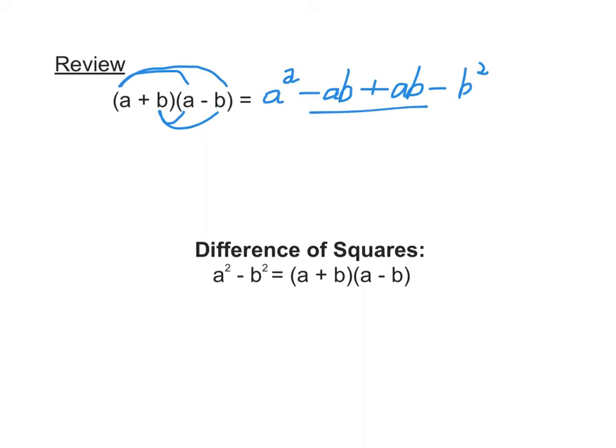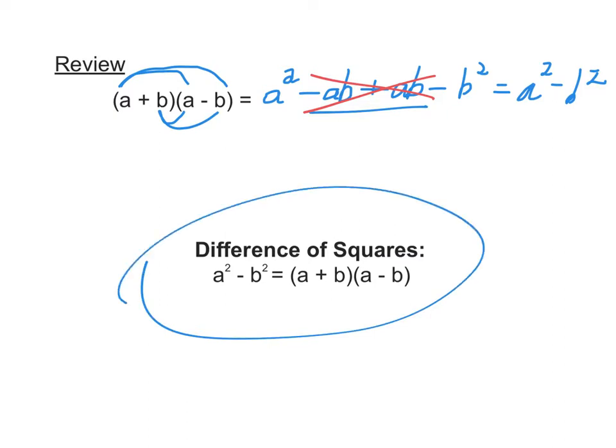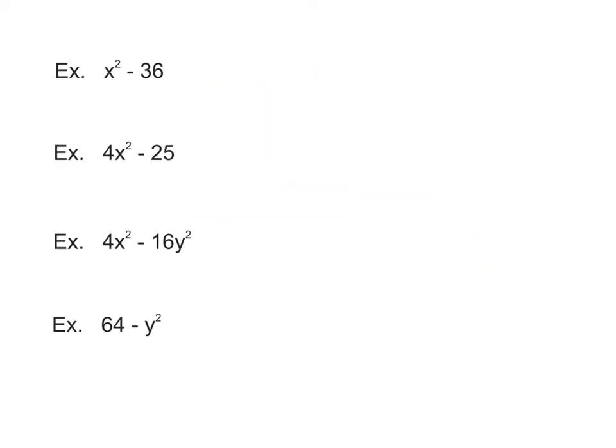However, you notice something special happens with this one. These two terms in the middle cancel themselves out, and we're left with just a squared minus b squared. Very unique. In fact, we have a name for it. It's called the difference of squares. You'll want to memorize the difference of squares. Anytime you see a squared minus b squared, we'll factor it as a plus b, a minus b.